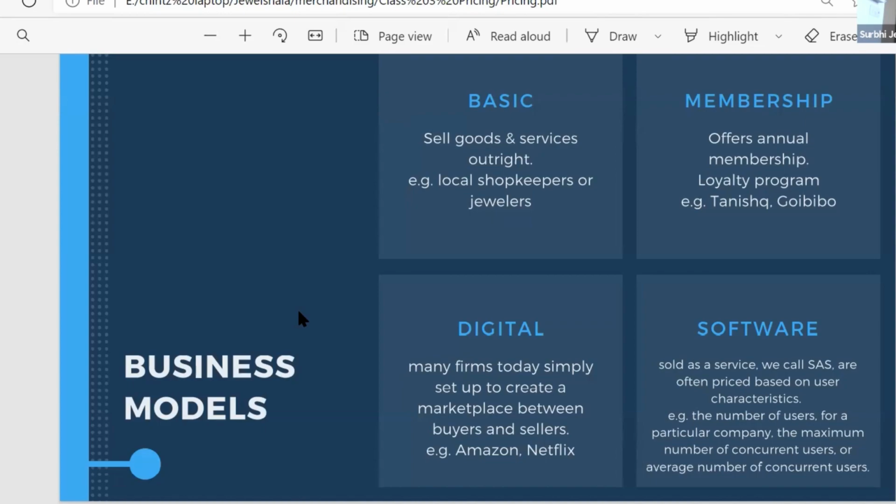So that is another business model which software companies have started, because they realize they have a large number of customers. So instead of getting money from them one time, they get more profit if they start charging every month or on a yearly basis. So these are the four business models.